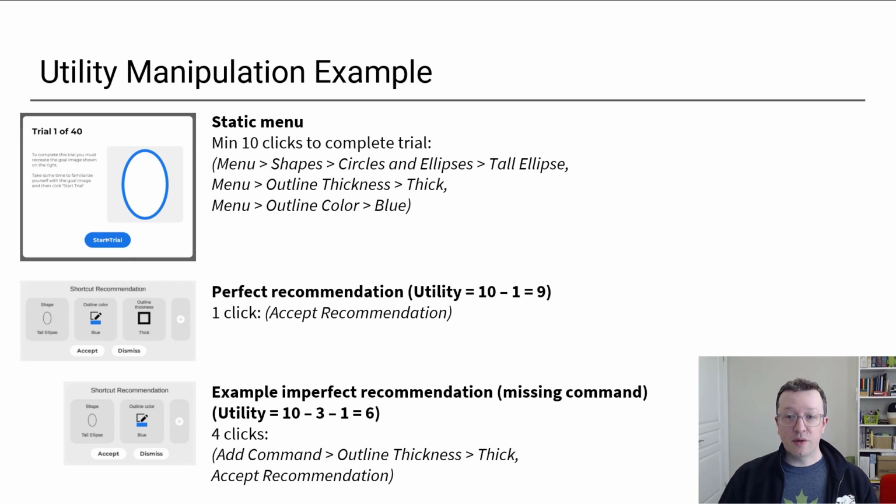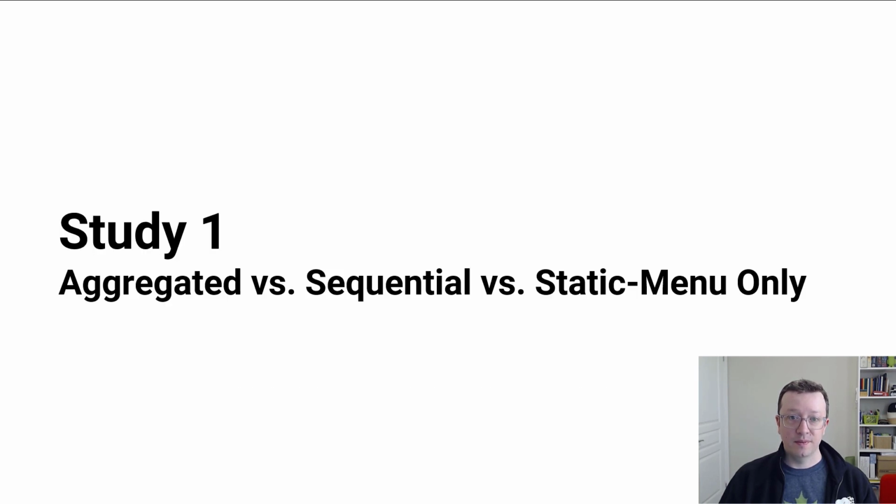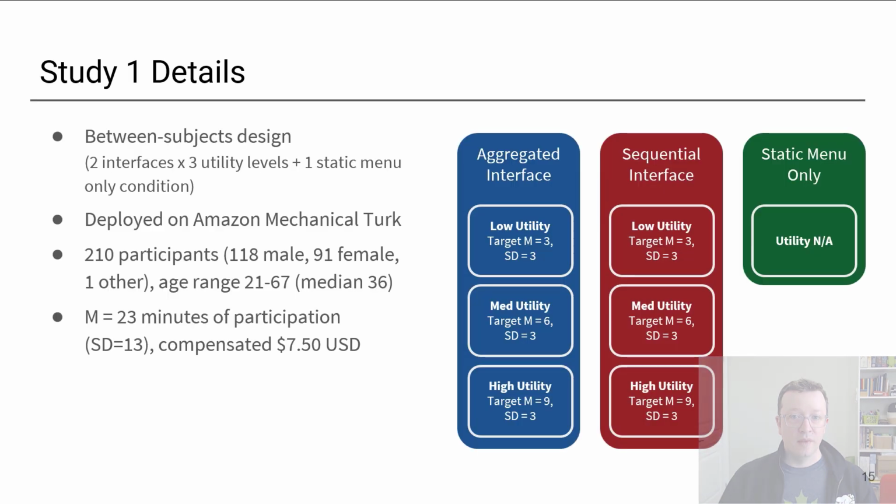We generated trials by producing a perfect recommendation and then adding errors to it to get to the desired utility. You can see the paper for full details. I won't go through all the details of our study method, you can check the paper for that. But we used a fully between subjects design with 3 interface conditions, aggregated, sequential, and static menu only, crossed with 3 target utility distributions for the conditions that had recommendations.